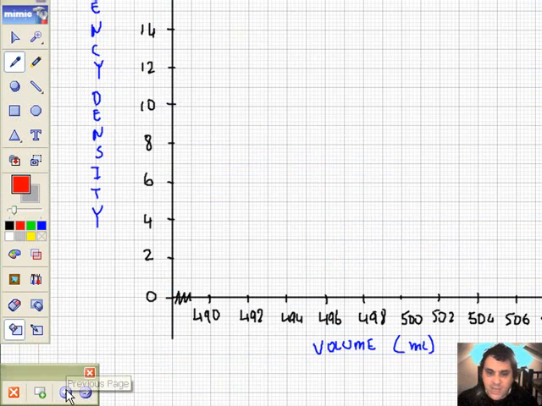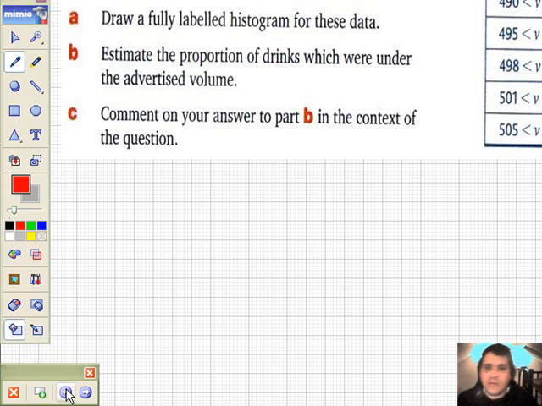Now, turning over, the grid is ready to go. A restaurant group advertised that they sell particular drinks in 500 ml servings over a period of time. Trading standards officers sample these drinks. Draw a carefully labelled histogram for this data.